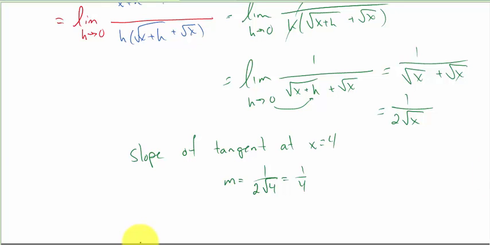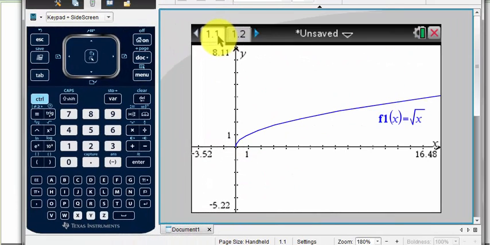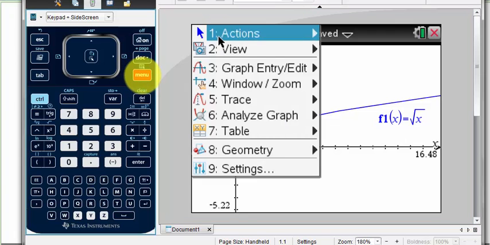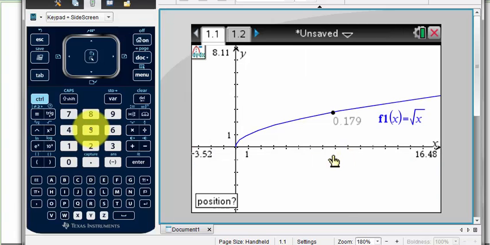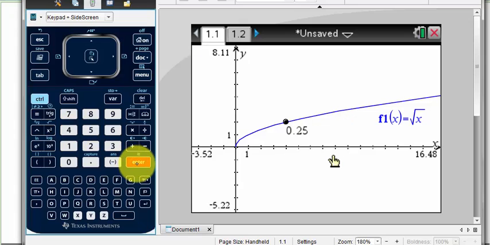Okay, let's jump to the calculator for a second. Here's our graph, square root of x. Remember, if we want to check our derivative calculation, we can analyze graph dy dx, and I'm interested in x equals 4, so I type 4, push enter, and there we go. The slope is 1/4. That's great.